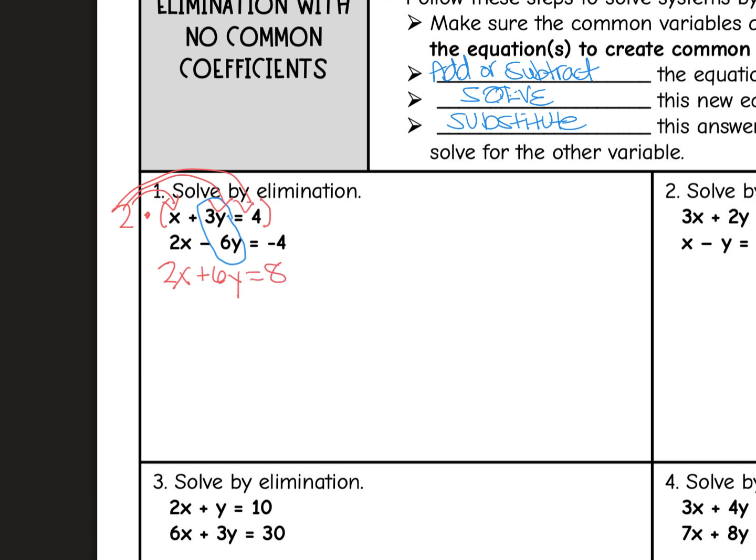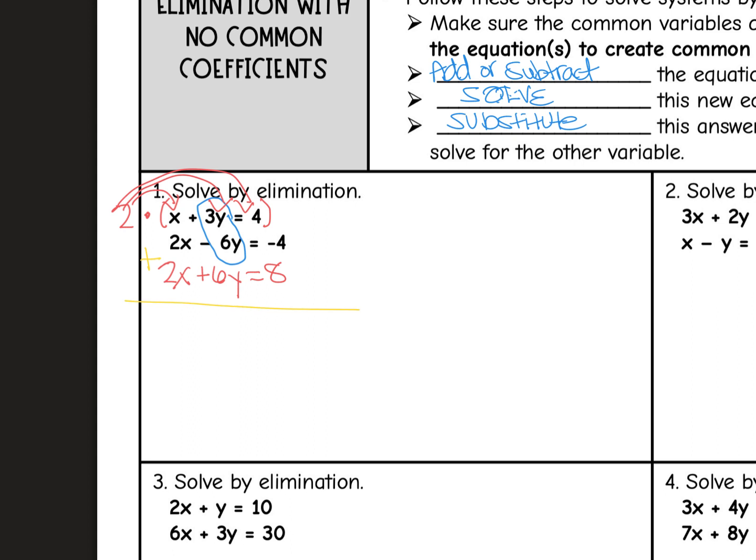Okay? So I now have matching coefficients in my y's. I have a 6y and a negative 6y, and the great thing, they are opposite signs, which is going to make it so much easier when I go ahead and I need to do the elimination. Okay, so from here, we're back. We're just going to go ahead and add both of these equations together.